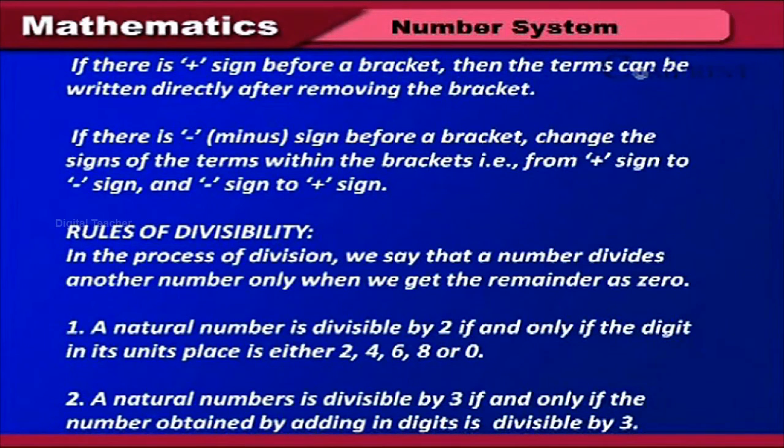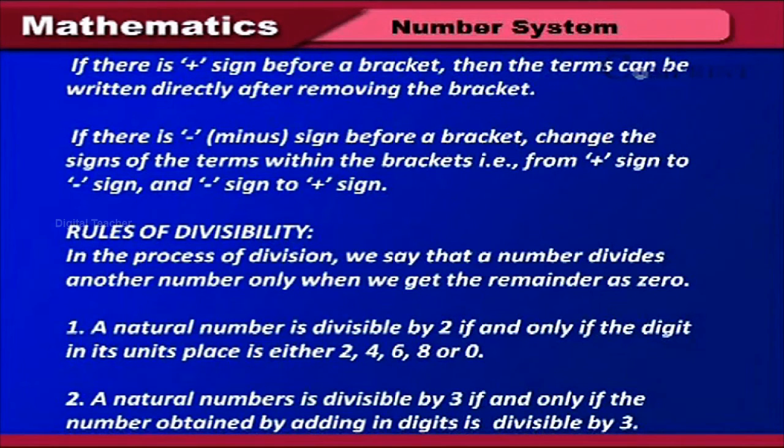Rules of divisibility. Fundamentals. In the process of division, we say that a number divides another number only when we get the remainder as 0. A natural number is divisible by 2 if and only if the digit in its units place is either 2, 4, 6, 8 or 0.